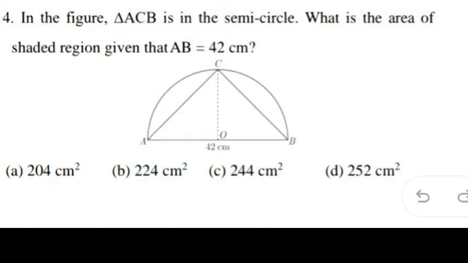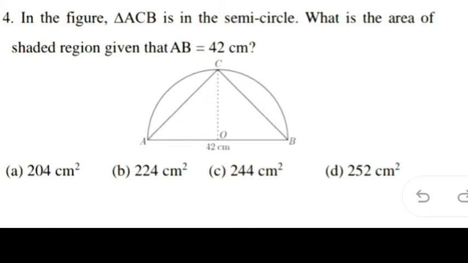Fourth question. In the figure, triangle ACB is in a semicircle. What is the area of the shaded region? Given that AB is 42 centimeter. Area of shaded region is equal to area of semicircle minus area of triangle. And in the figure, AB is the diameter, meaning the radius of this semicircle is 42 by 2, that is 21 centimeter.